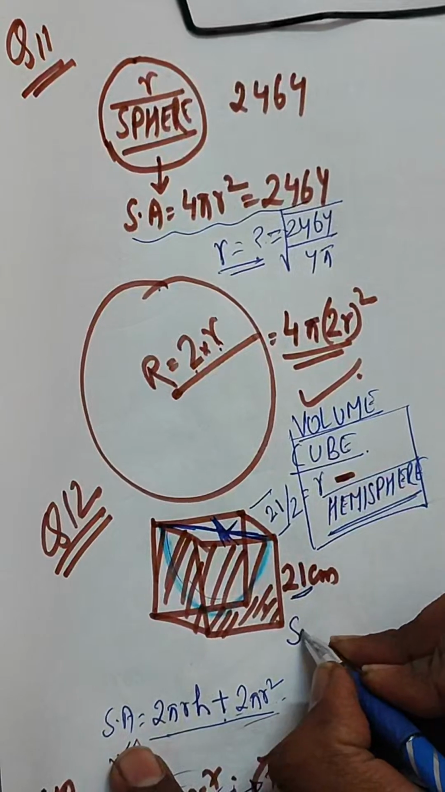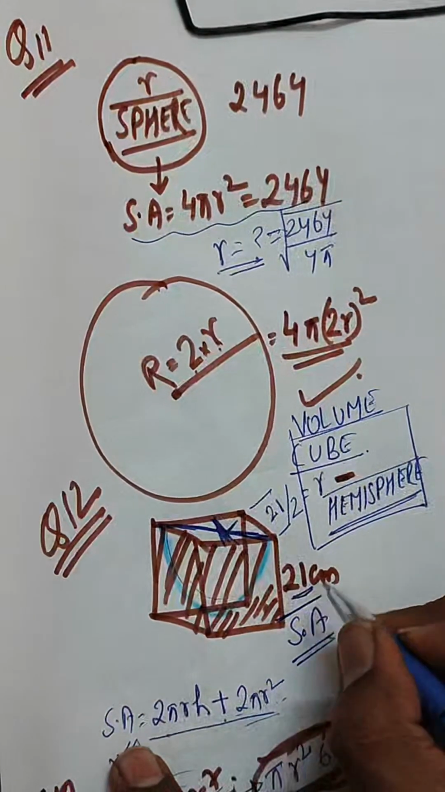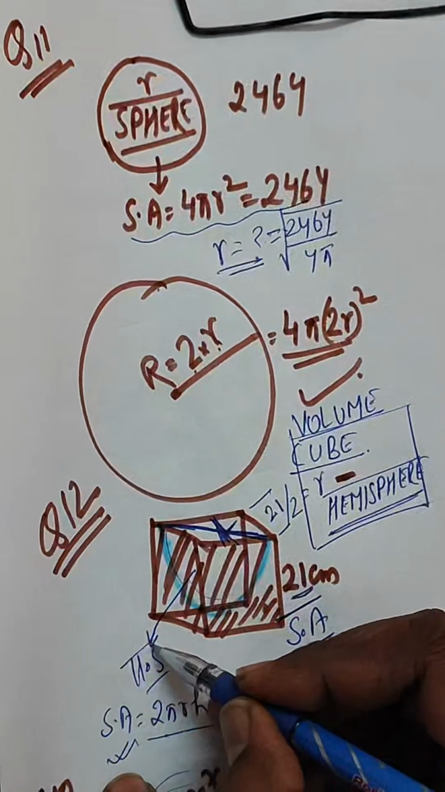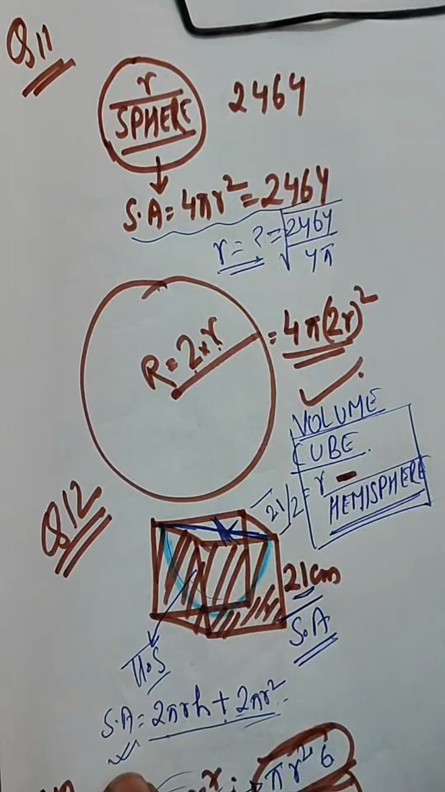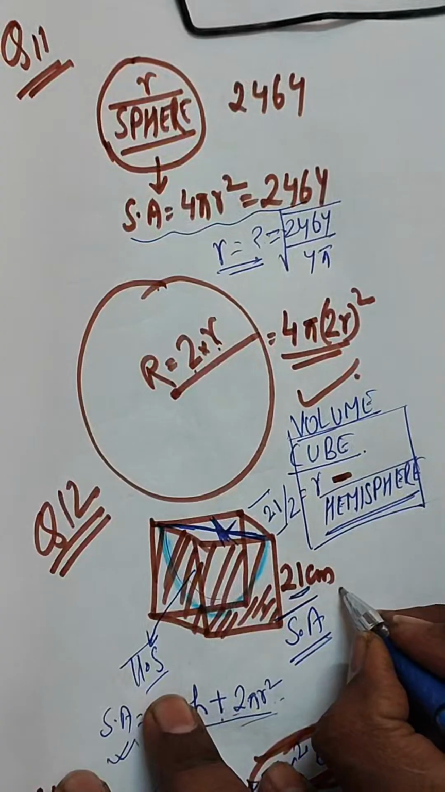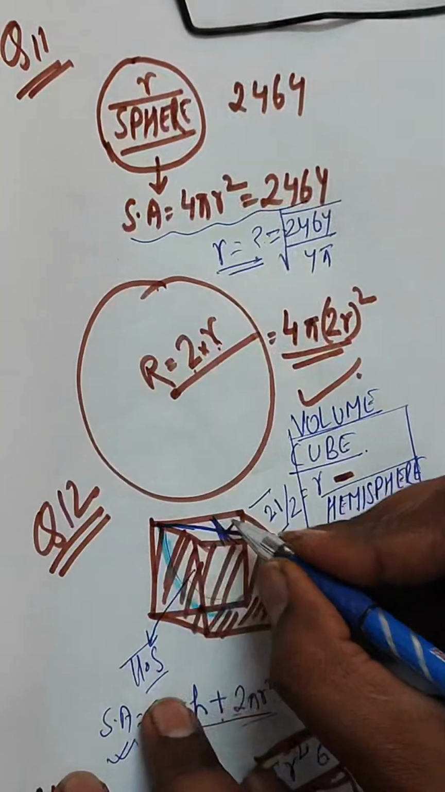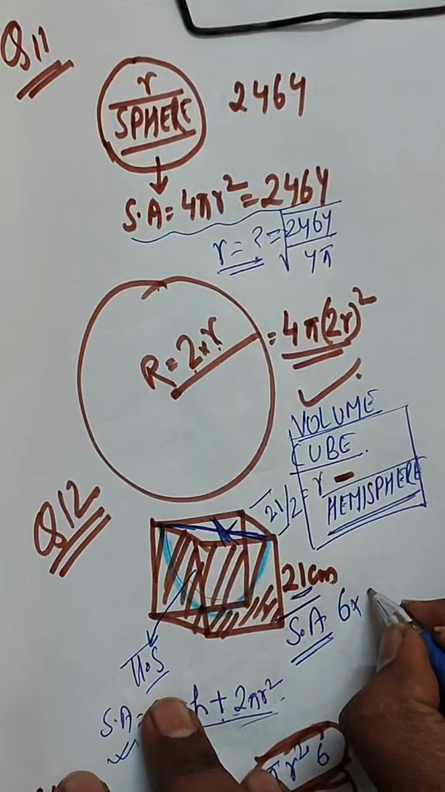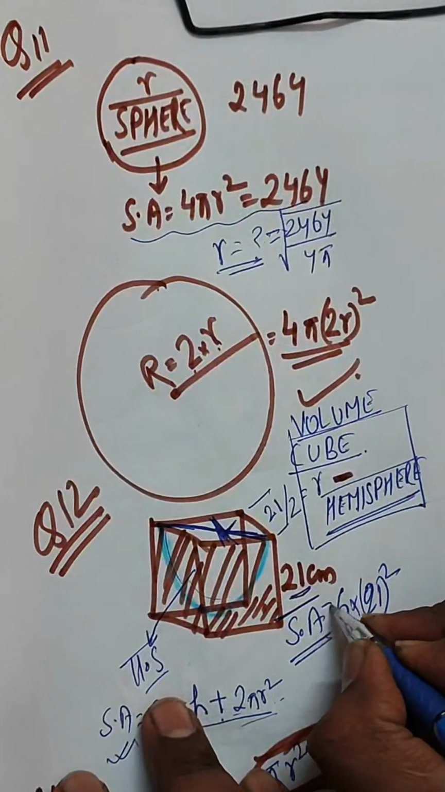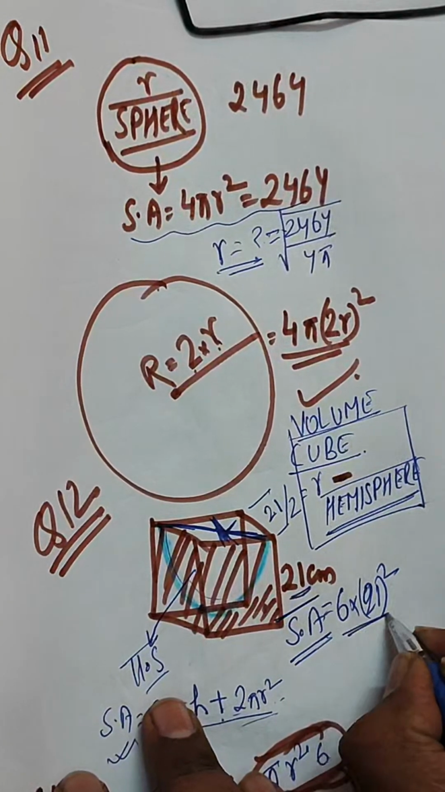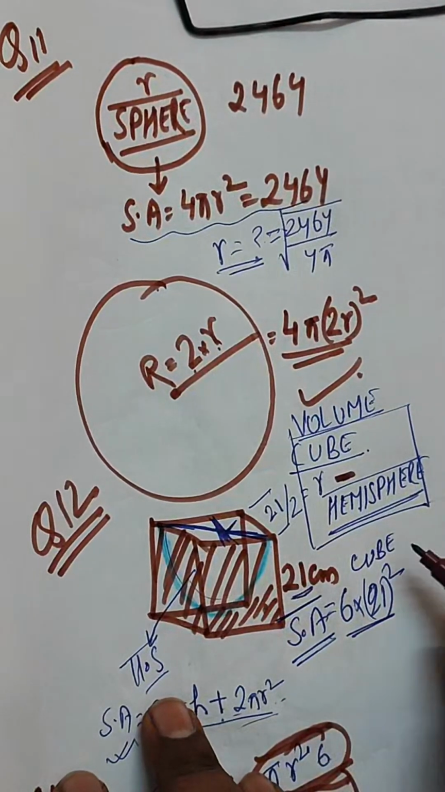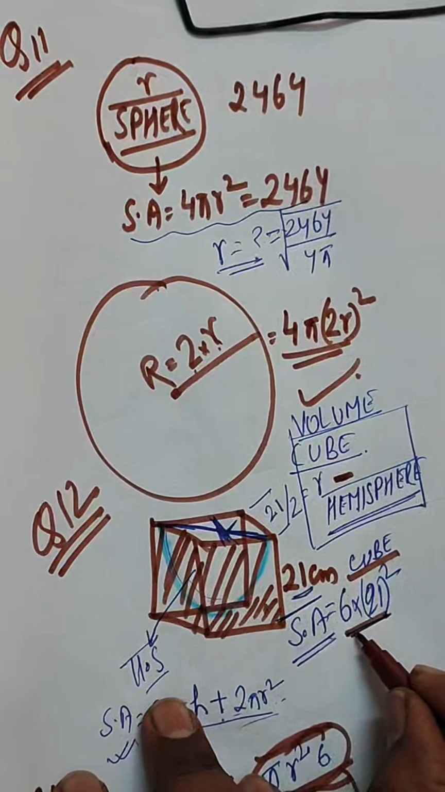For the surface area, if you are going to find the surface area after carving out this hemisphere, what is the total surface area? This will be the total surface area of the cube. That is how much? a square, a square, a square, a square, a square, a square. That is 6 into a square, 6 into 21 square. This is the total surface area of the cube, right?